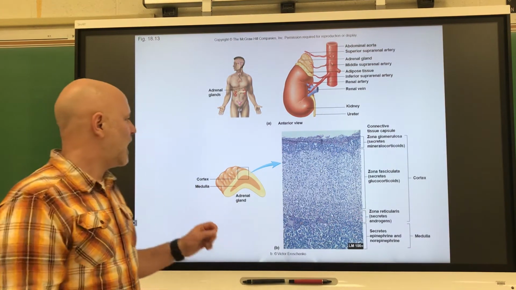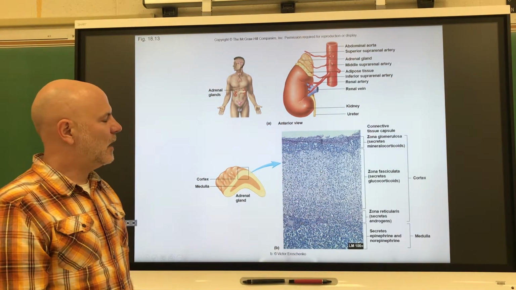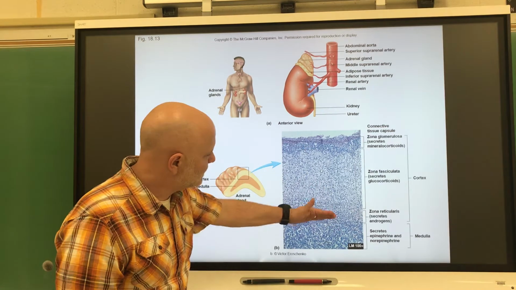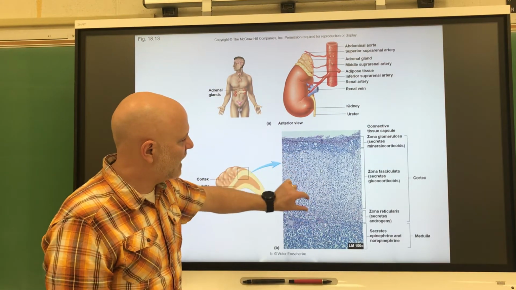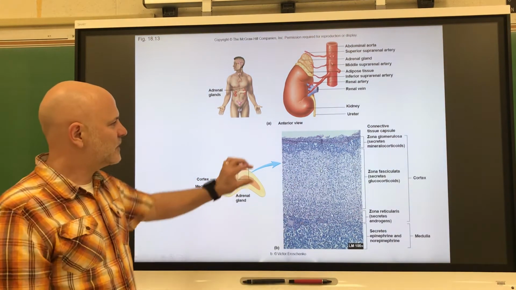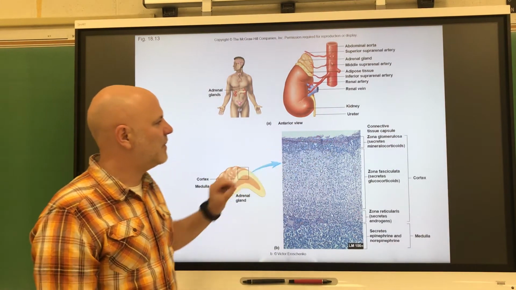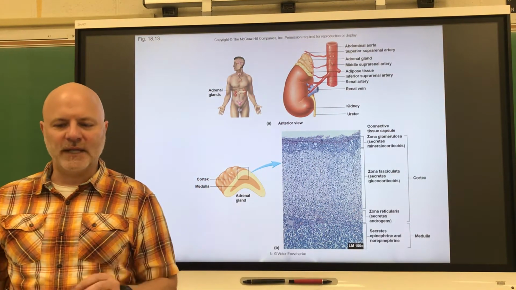So let's look at what's in the cortex. Now, this is a slide of our adrenal gland. So this right here is cortex, this is the medulla. Now there are three different areas of our cortex which secrete different hormones. The first area here is at the top, and that's the zona glomerulosa. What's going to be secreted out of here is aldosterone.